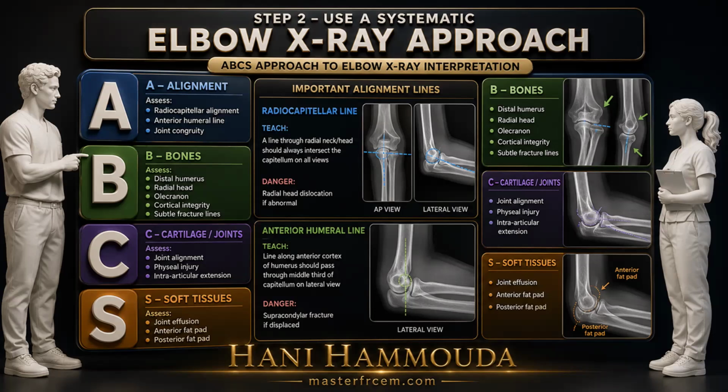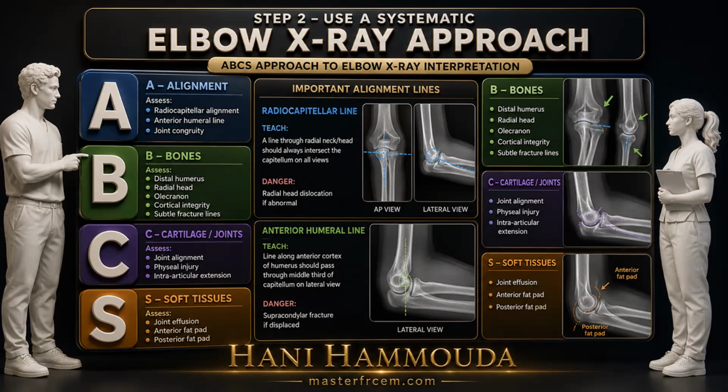Then coming to the bones, distally, we have the distal humerus, the radial head, and the ulna or olecranon process of the ulna. Then we need to check the cortex, the continuity of the cortex. There should not be a break in the continuity of the cortex of all these bones.